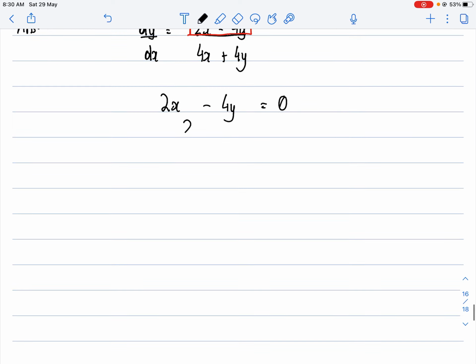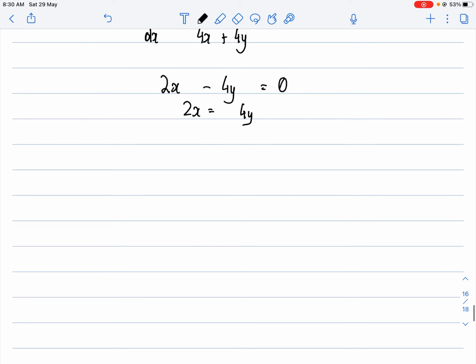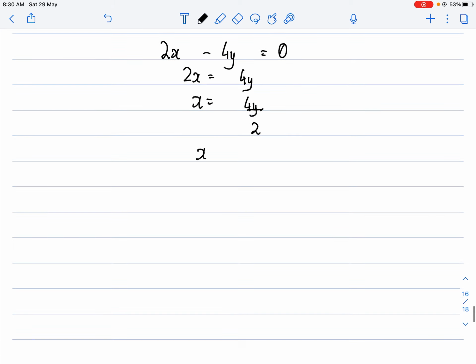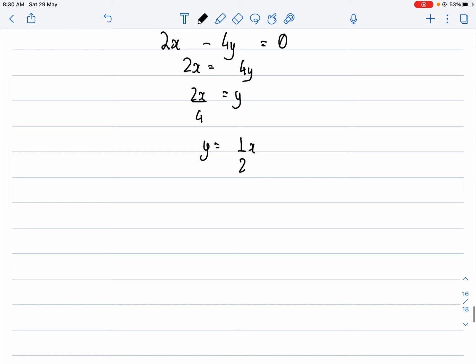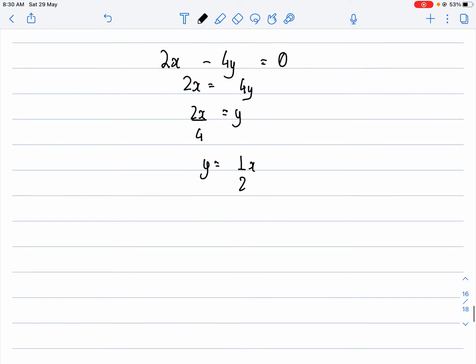Now what I can do is write this as 2x equals 4y. Got it? Where I can get my x as 4y by 2. Or what I can simply do is, because I need my x in the equation, I can write this as 2x by 4 equals y. So I get my y as half x. I need the x coordinate so that I can show that there's no x coordinate. That's why I wrote everything in terms of y.